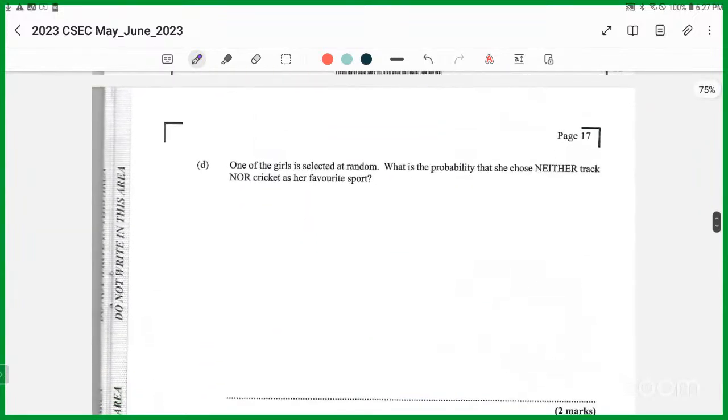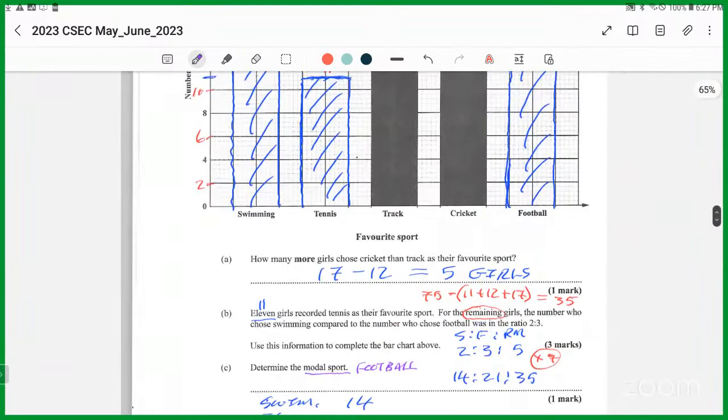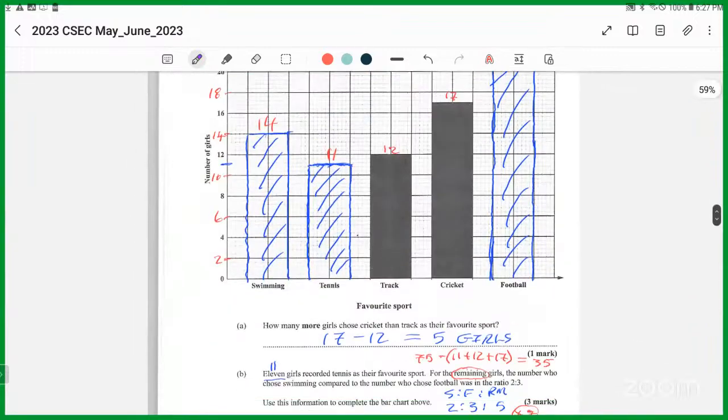It says one girl is selected at random from the 75 girls. What is the probability that she chose neither track nor cricket? That's what that means. There's 75 girls total. Let's work it out. Track and cricket was 12 and 17.